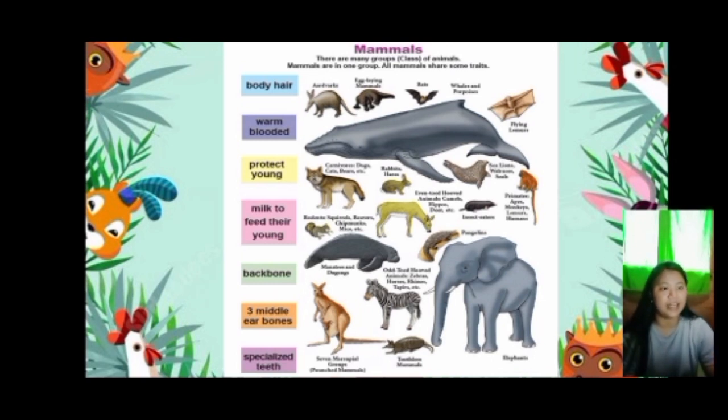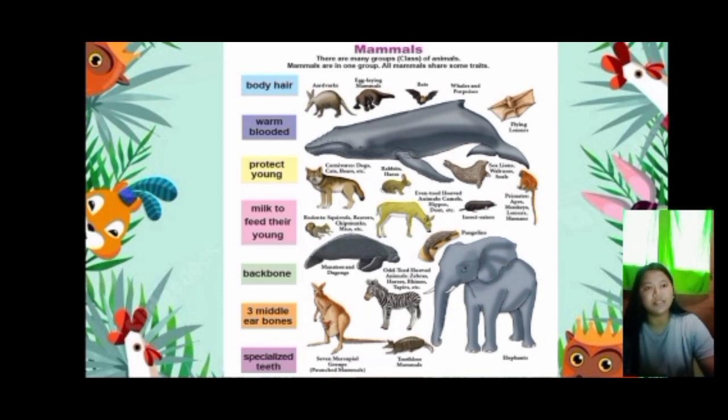Example sa ila kay mga rodents, rabbits, insect eaters, elephants, toothless mammals, tapos zebra, example sa siya ng mammals. Ang mammals kay have backbone, three middle ear bones, a specialized teeth, milk to feed their young, protect young, warm-blooded, and body hair.